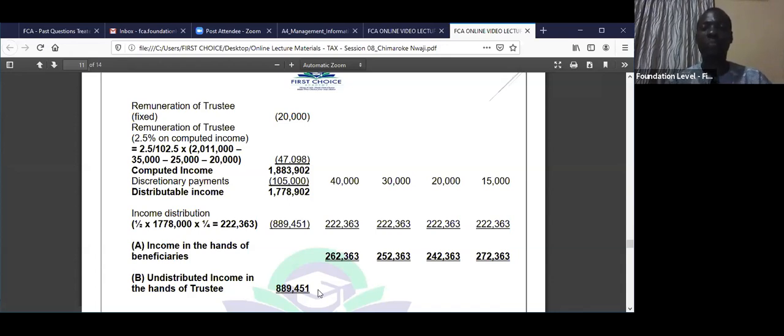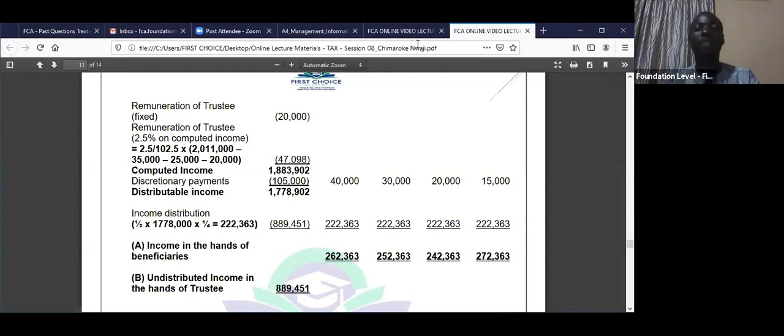When you get your computed income, then you can make discretionary payment. That's the only thing that comes after computed income, discretionary payments, if any. After that, you distribute the profit as stated in the will. Then if there is any undistributed profit, that is what will be in the hands of the trustee.